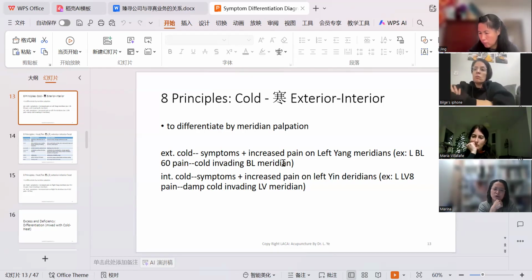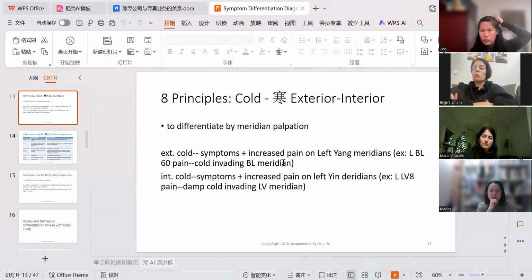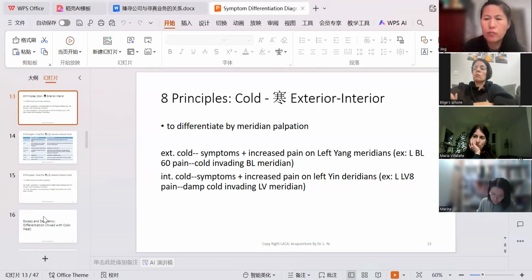But for this, will we treat the heat or cold for the acupuncture? You treat both. Externally, you work on the large intestine or bladder for the cold, but internally you work on the lung for the heat or insufficiency. Okay. Thank you. Right, let's move on.